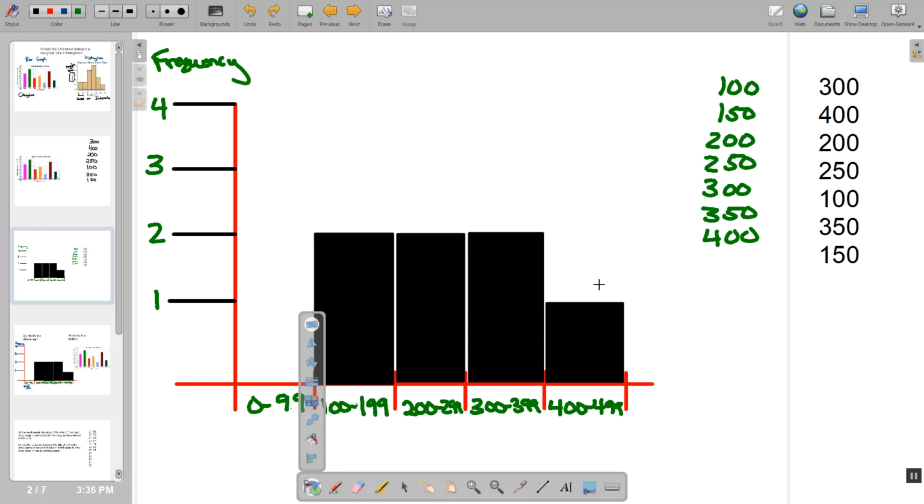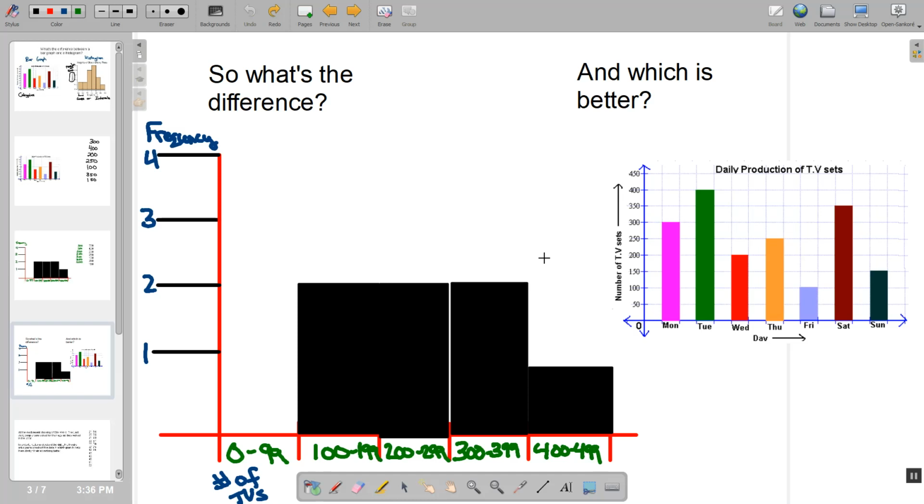So we have turned our bar graph into a histogram, which gives us the ultimate question of what's the difference between these two things. And the bigger question is, which is better? And for that second question, the reality is neither one of these is actually better than the other. They tell you different things.